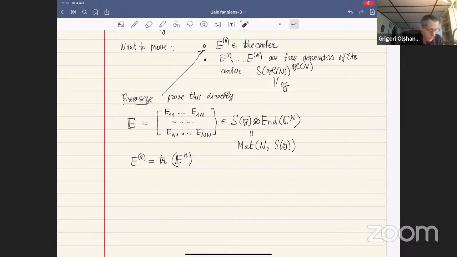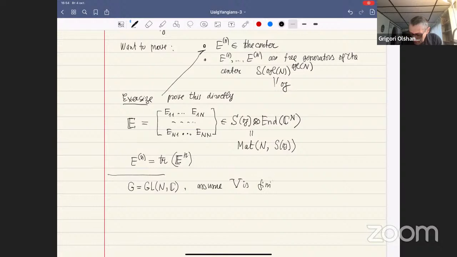The idea is as follows. It is very useful to pass from Lie algebra invariants to Lie group invariants. So let's consider the group G, capital G, the general linear group. This is a complex Lie group. Assume V is a finite dimensional G-module. What does this mean? It means that our group acts by linear transformations on a finite dimensional complex vector space, and this action is complex analytic.